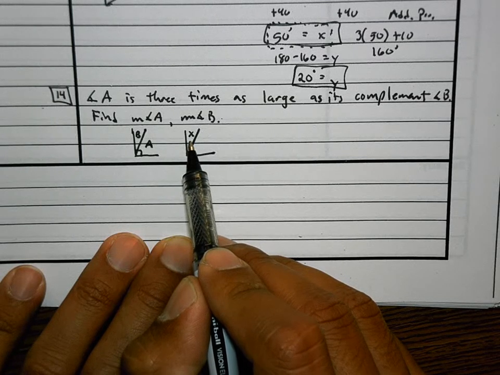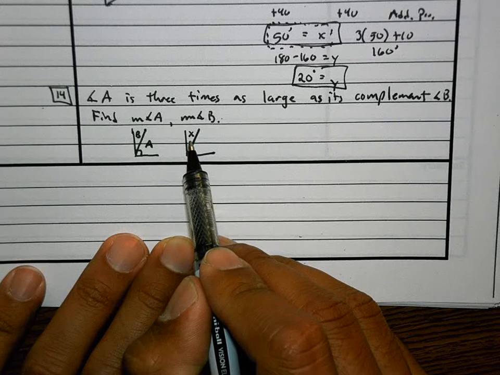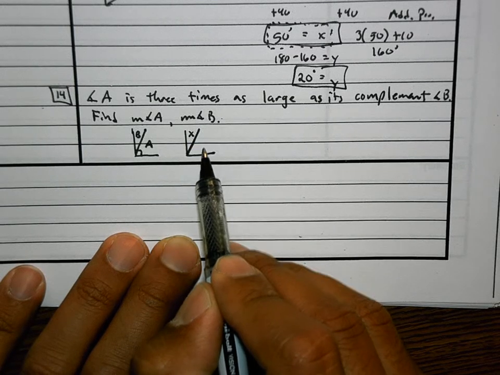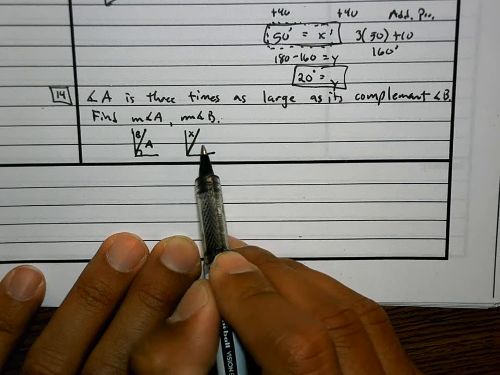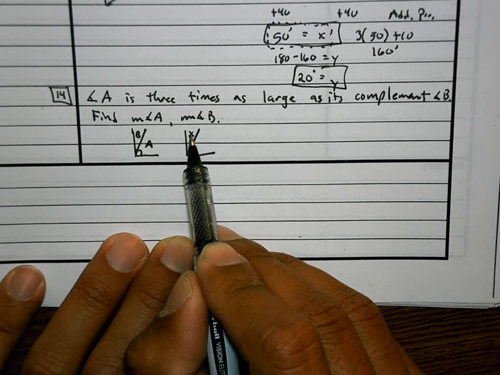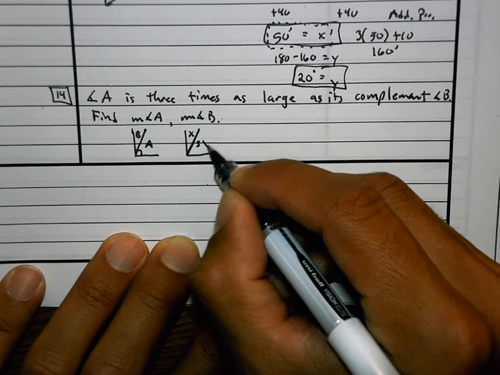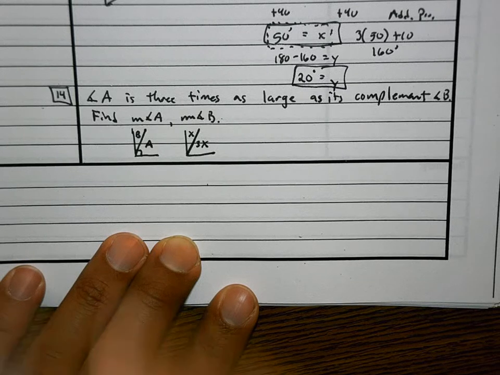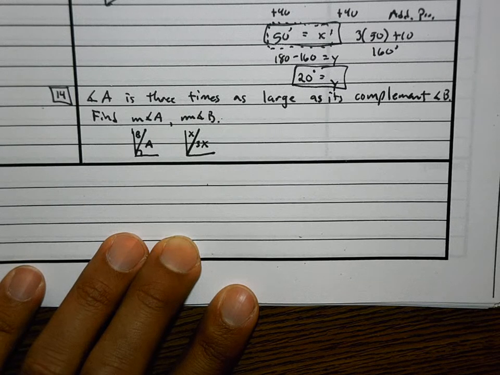We could even call it B if we wanted to. It doesn't matter. And this has to be 3 times bigger than that. What's 3 times bigger than X? And when you have X and 3X, or B and 3B, now you have enough information to write an equation, to where you can figure out what each angle is.